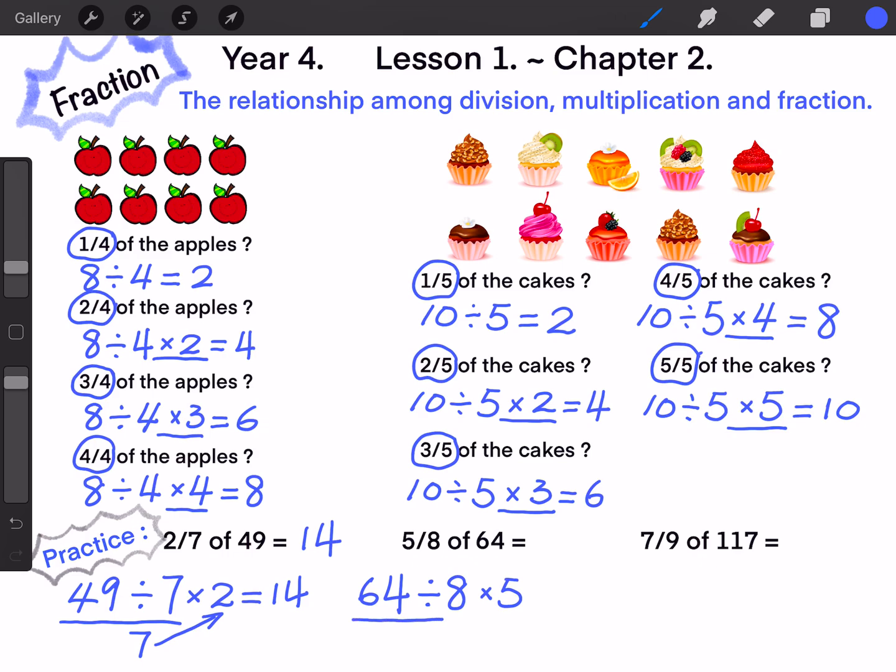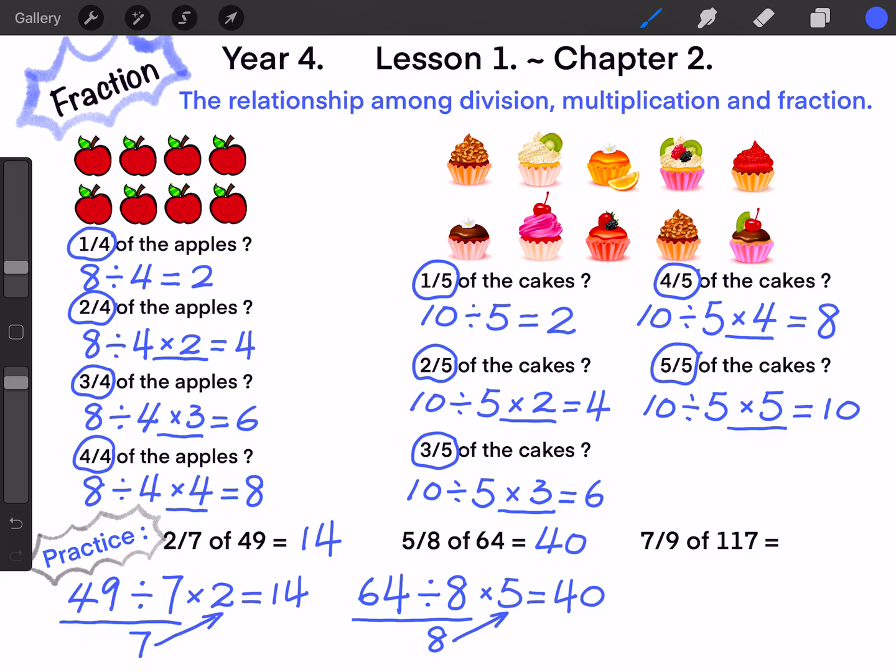64 divided by 8 equals 8. 8 times 5 finally equals 40. So in 5 groups, totally there are 40 cupcakes. 5/8 of 64 equals 40.